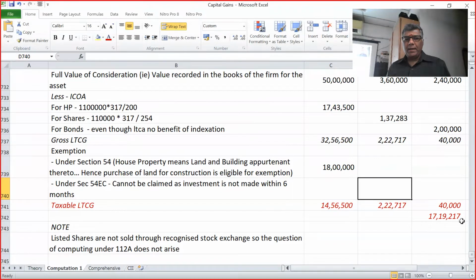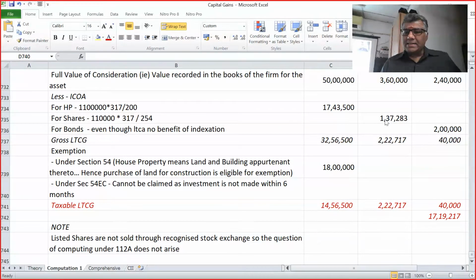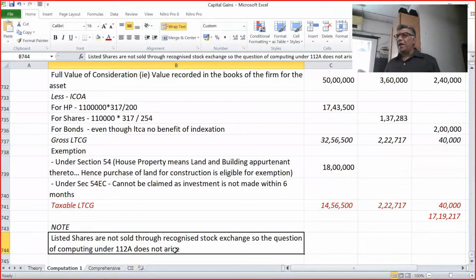Why am I, in this case, indexing listed shares? It is listed shares. Of course, the 31,118 value is not given. Why? Because you are not transferring it to the partner, you are not selling it to the partnership firm through a recognized stock exchange. You are just transferring your asset, giving it to the partnership deed. It is not sold through a recognized stock exchange, so STT would not have been paid.